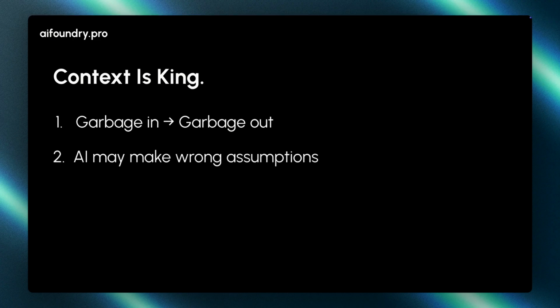Second, AI doesn't truly know you, even when it seems like it does. Some AI tools have memory features that try to remember your preferences, but they often get it wrong, or make assumptions that mess up your results. This is why you need to explicitly provide the right context for each task, rather than relying on AI to remember correctly.